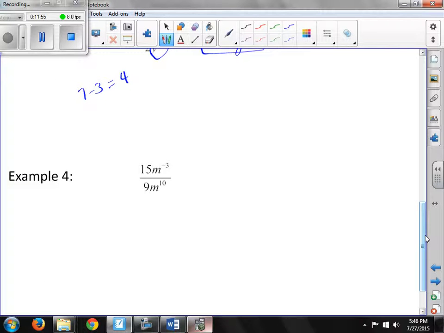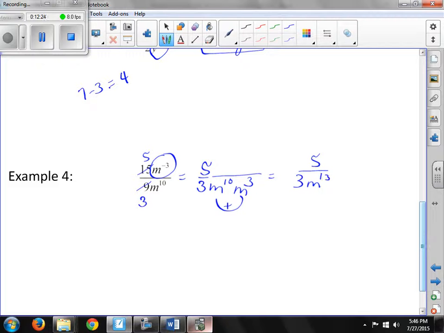Example 4. We can reduce the 15 over 9. Let's see. 3 goes into 15 5 times, and 3 goes into 9 3 times. So we get 5 over 3. The m to the 10th stays in the denominator, but the m to the negative 3 comes to the denominator and becomes m to the positive 3. That's the way I like to handle it. So that we'll have 5 over 3m to the, these are like bases, I'll add the exponents, m to the 13th.